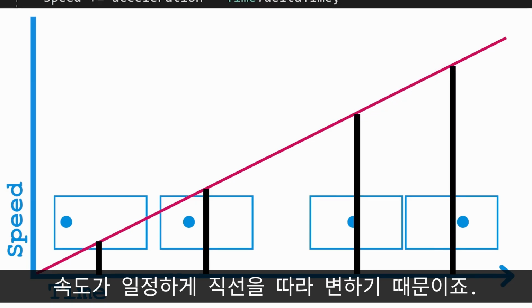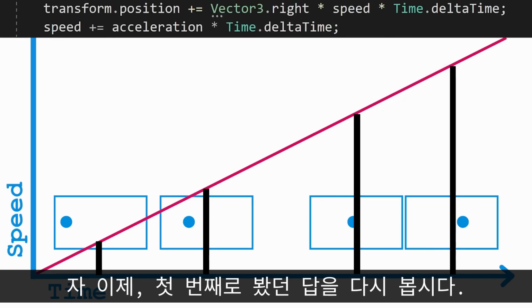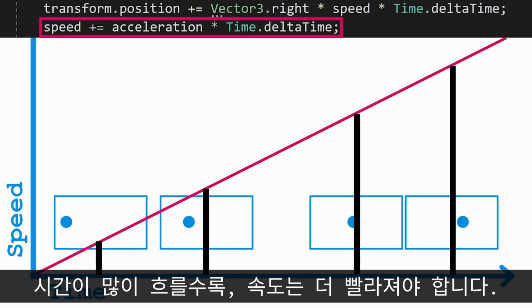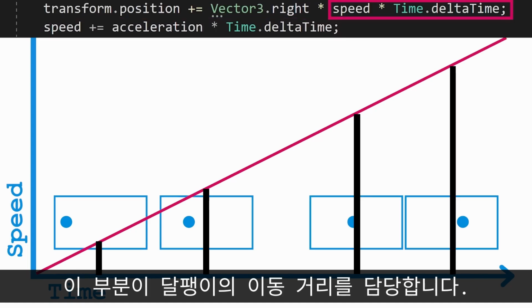So now let's have a look at our first slightly incorrect solution again. The linear increase of speed is something we don't really have to worry about. That's working correctly. The more time passes, the more we increase the speed. Very straightforward. This is the part of the code that is responsible for calculating how far the snail moves.